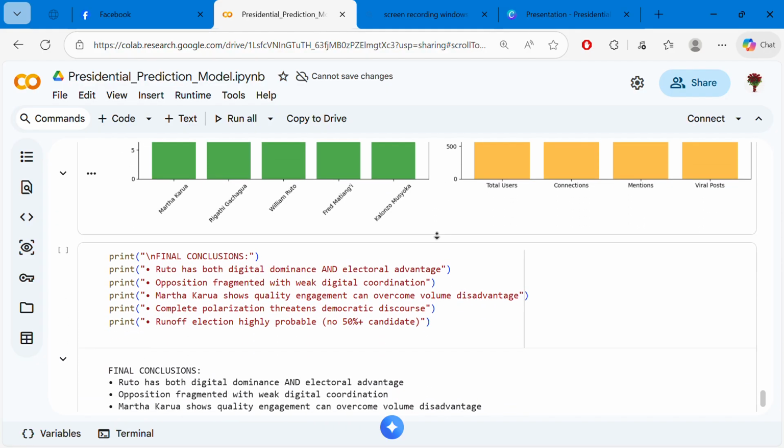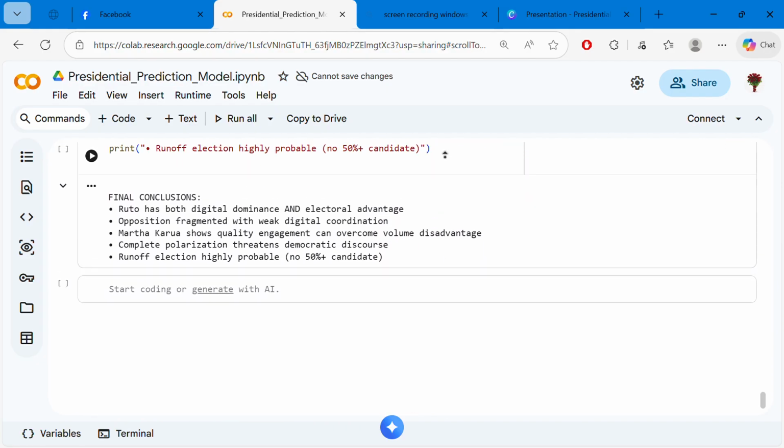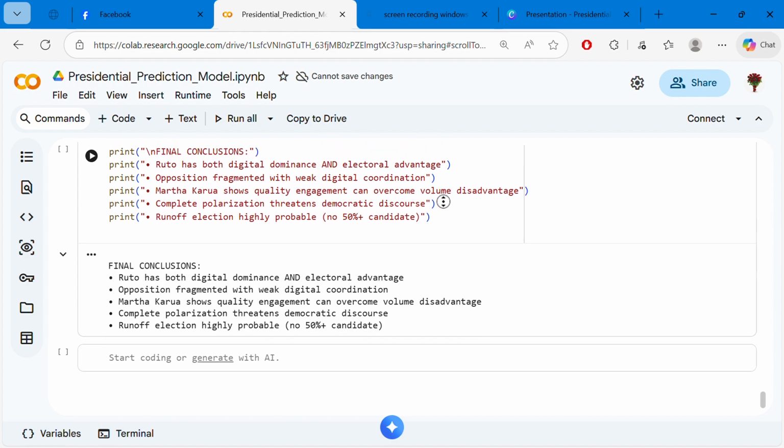And finally, we had the conclusion. Final conclusion: Number one, Ruto has both digital dominance and electoral advantage. The opposition is fragmented with weak digital coordination. Martha Karua shows quality engagement and can overcome a volume disadvantage. Complete polarization threatens democratic discourse. A runoff election is highly probable, since there is no 50% plus candidate.